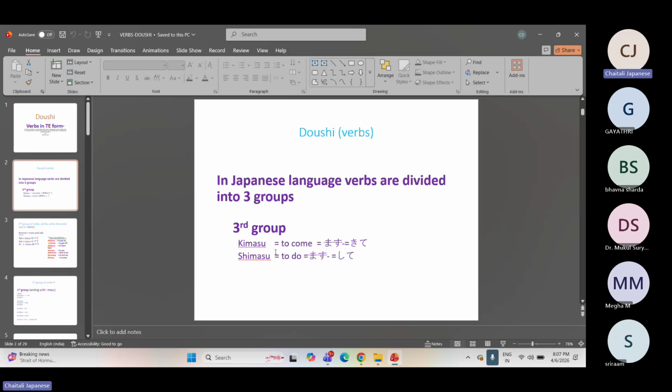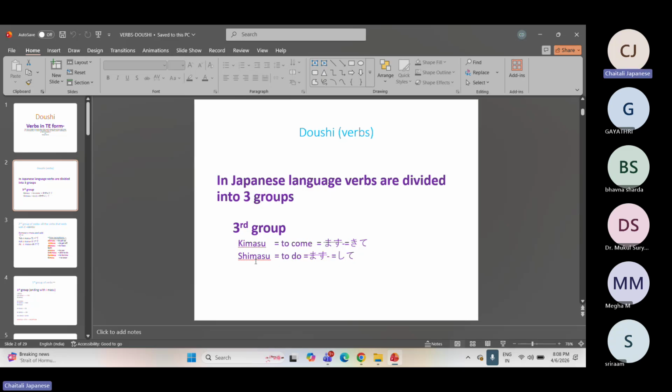Now, your verbs are divided into three groups, okay? I'm starting with the third group because in the third group, we have only two verbs, that is kimas and shimas. Kimas is to come and shimas is to do. Now, what we are going to do here is remove mas and add te. So, kite and shite become your verbs in te form for kimas and shimas.